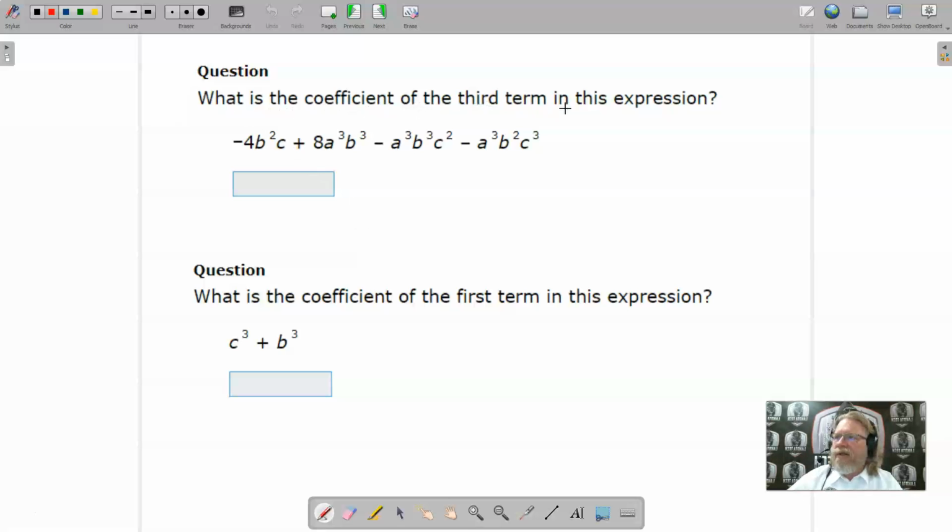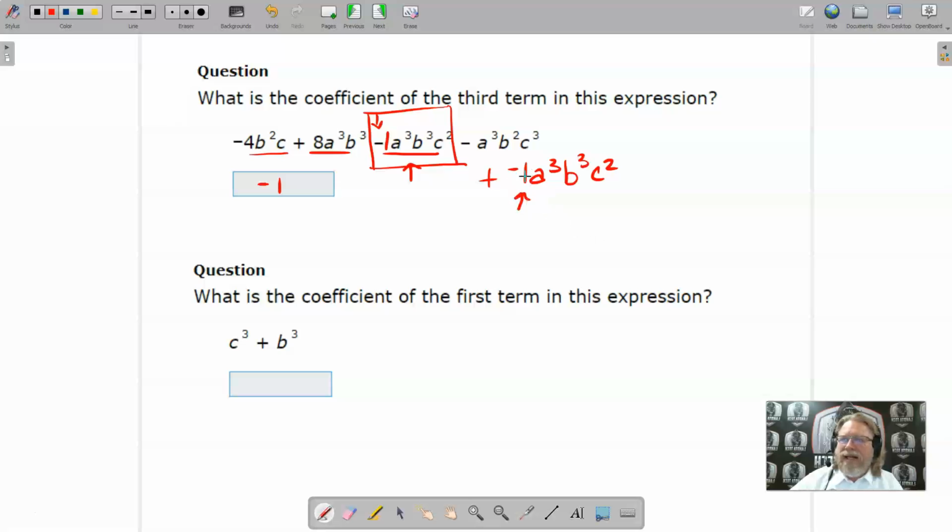What is the coefficient of the third term in this expression? So 1, 2, 3. So we're talking about this term right here. It does have the negative sign. So remember that we could put a 1 in front of it. Therefore, what number is out in front of all the variables? And that is negative 1. Because remember, this term here could be rewritten as plus negative 1 a cubed b cubed c squared.